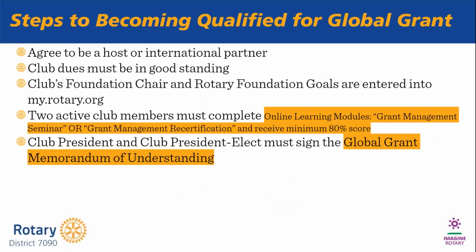Okay, steps to becoming a qualified club for a global grant is similar for small club district grants. The 2 differences is the online learning module. You will want to take the grant management seminar or the grant management recertification. That is a scored lesson, and you need to score at least 80% to do that. In addition to that, the MOU, Memorandum of Understanding, is different for global grants than it is for small club district grants. So you'll want to get the right MOU form.